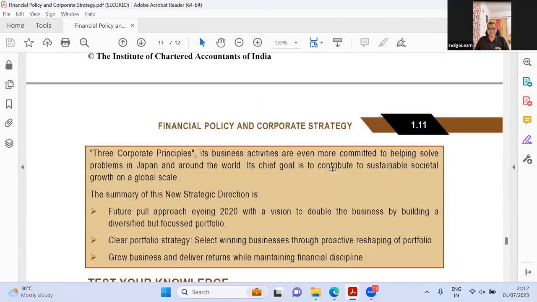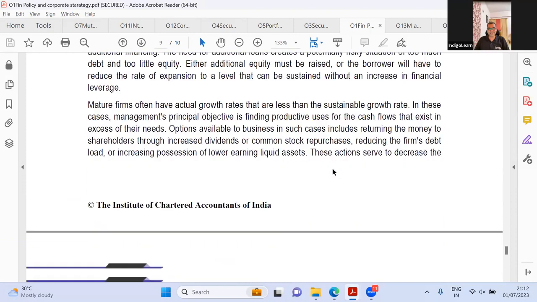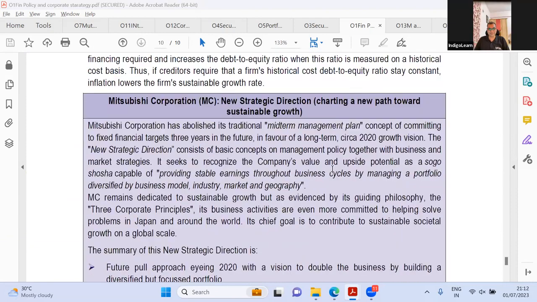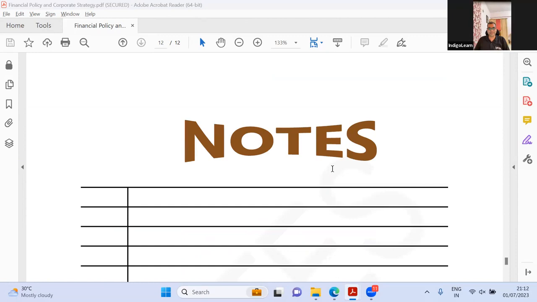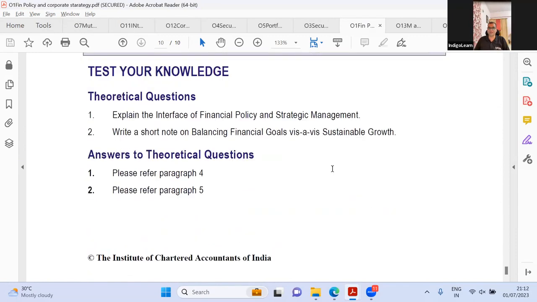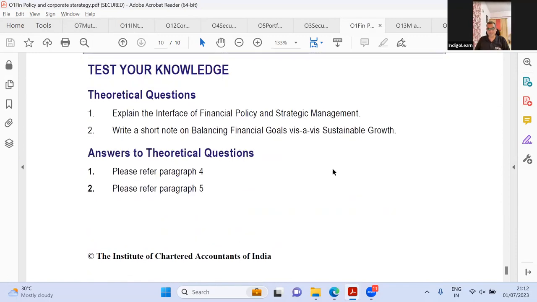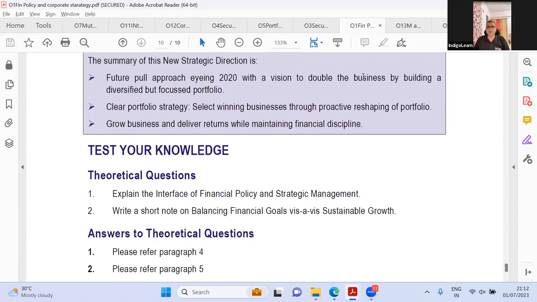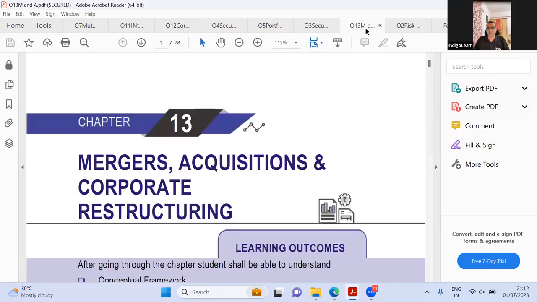In fact, they have not even changed the case study that they have, right? So this chapter is basically old wine, new bottle. There is nothing much going on in this chapter. So, first chapter, not much of a change. I'm going to close the first chapter and next move to the second chapter.